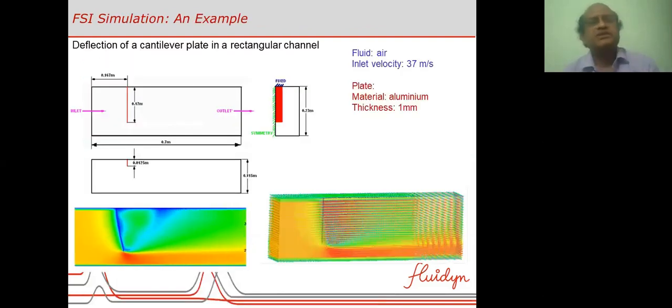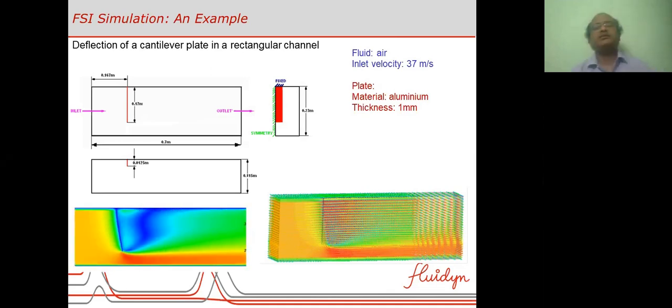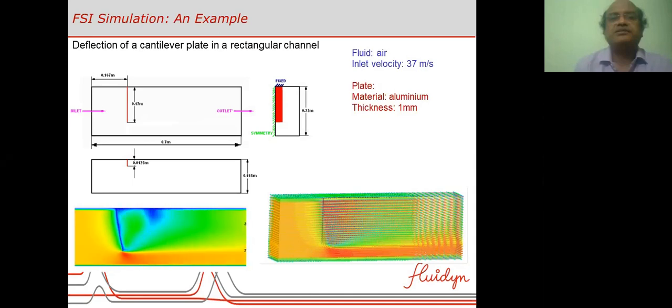I'll demonstrate these processes using one simple example, that of a deflection of a cantilever plate in a rectangular channel. This is a rectangular channel. There is air flow from the left at a velocity of 37 meters per second. In the middle there is a structure, fixed at the top, and it is free to bend in the direction of the flow. The right hand side picture shows its side view.